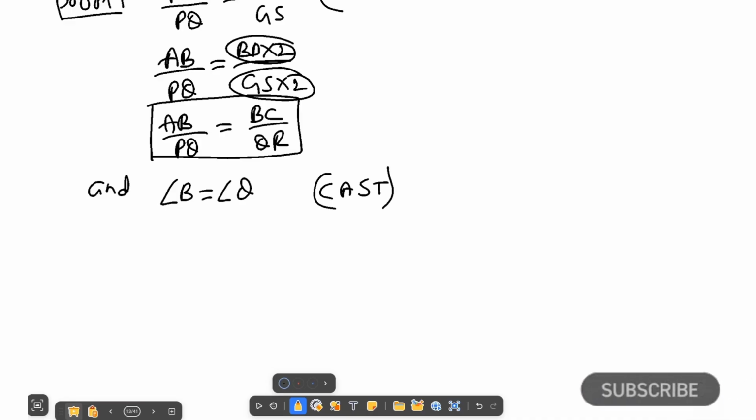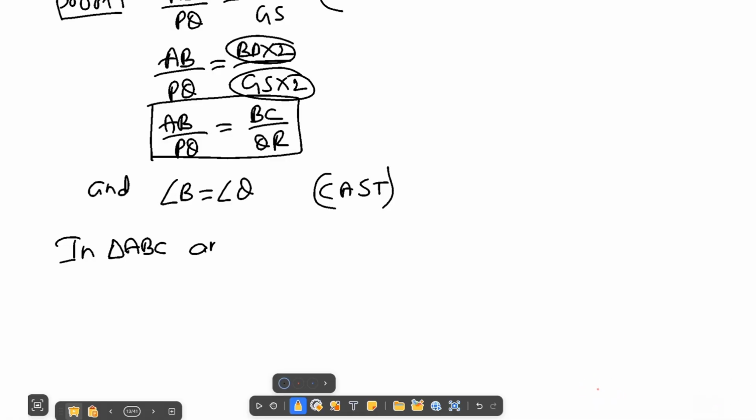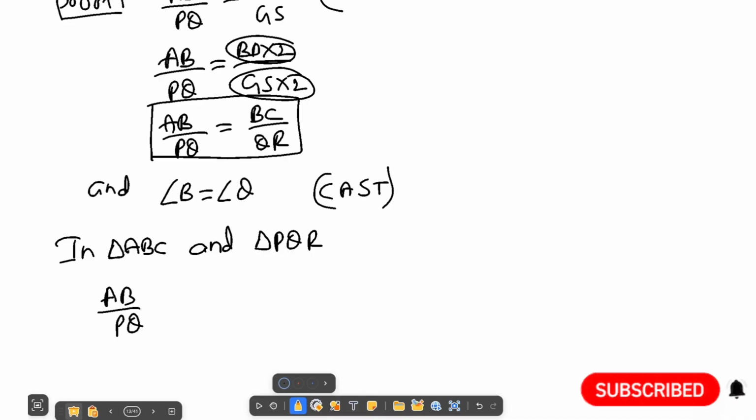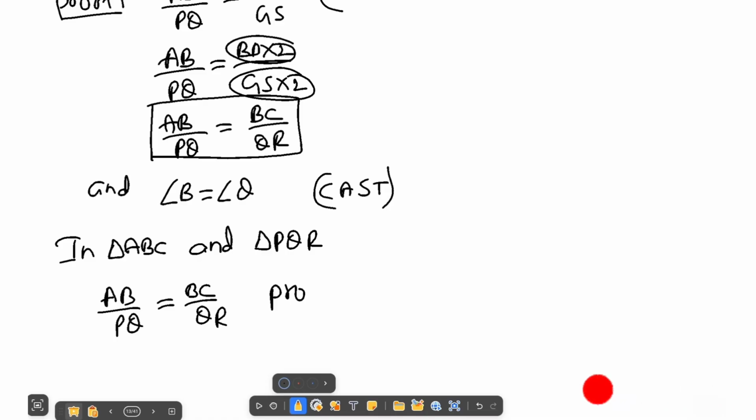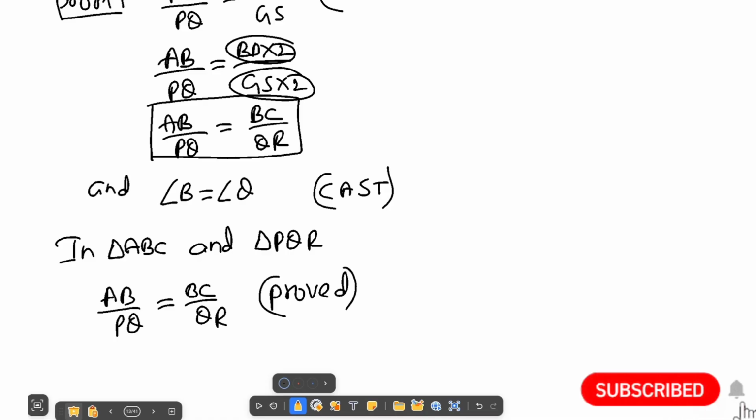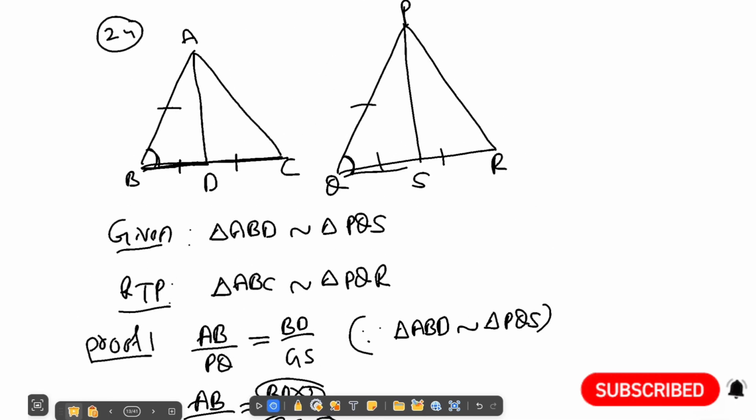So let's take the two big triangles, triangle ABC and triangle PQR. In these triangles, AB by PQ is equal to BC by QR. We proved it. What we proved here? We proved that AB by PQ is equal to BC by QR. And also we proved that angle B is equal to angle Q.